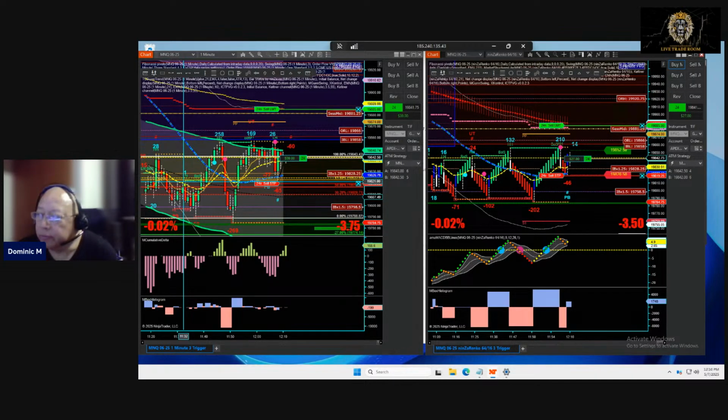On my charts, I have Renkos on the right side and a 1 minute time-based chart on the left. Renkos are not based on time.